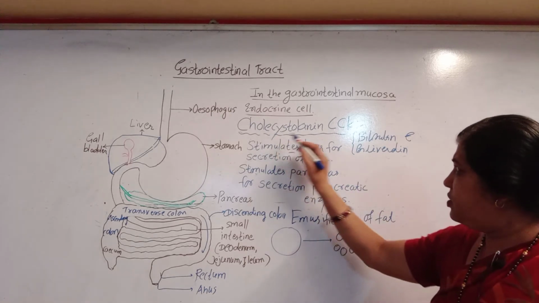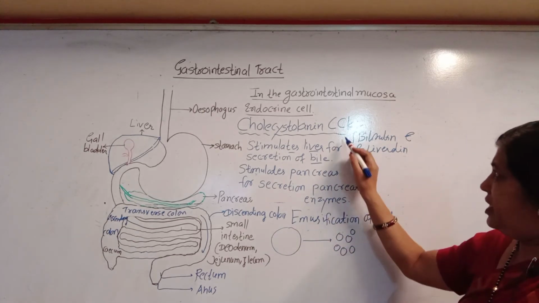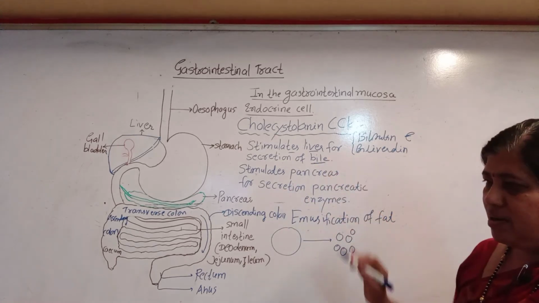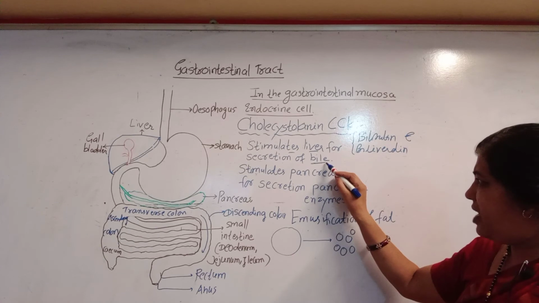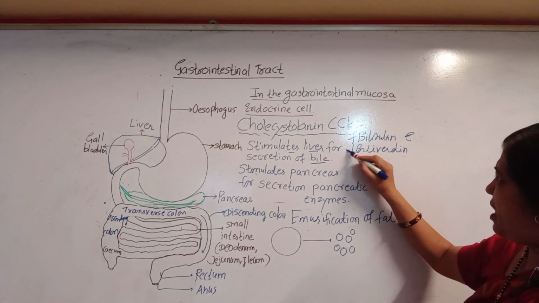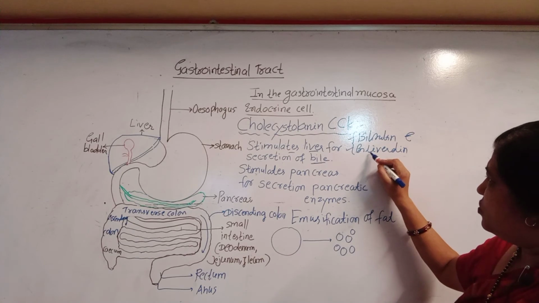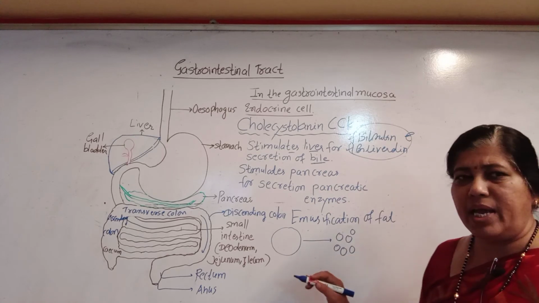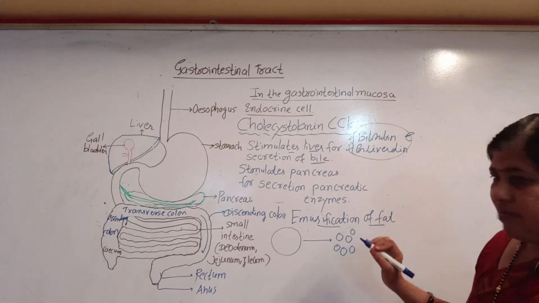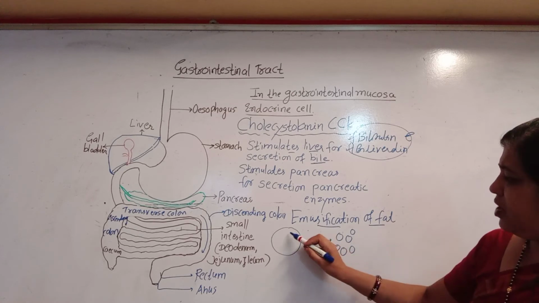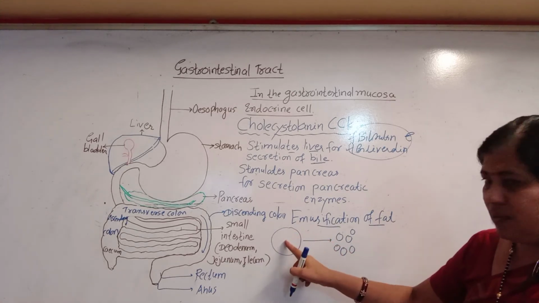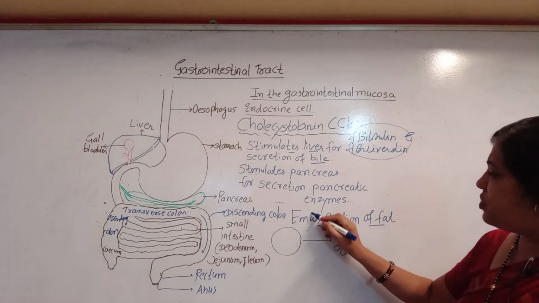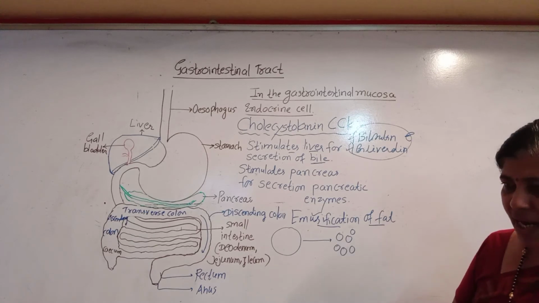So what is the role of cholecystokinin, that is CCK? Cholecystokinin stimulates liver for secretion of bile, and that bile secreted by liver contains biliverdin and bilirubin. These are two pigments which are present in the bile, and the main function of that bile is emulsification of fat. Emulsification of fat means breaking of larger fat globules. This is a larger fat globule. Breaking of larger fat globule into smaller fat globules is called emulsification of fat.